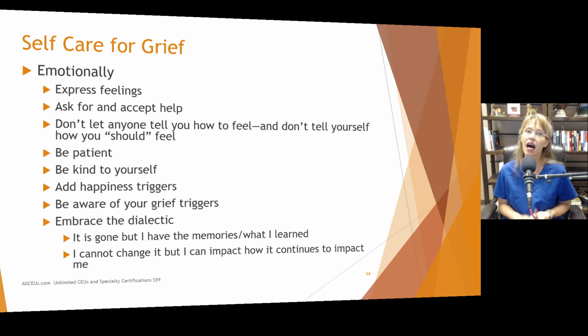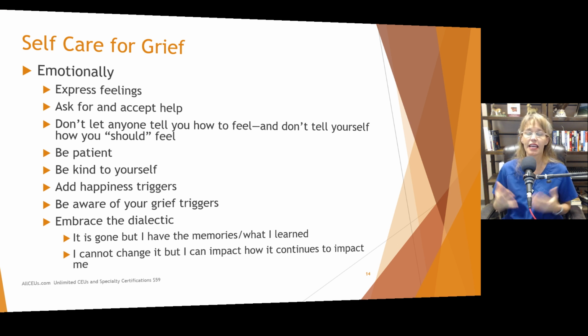Be patient and kind with yourself. Some days are going to be better than others. And don't think that you are on any timeline to deal with this grief. Be aware of your grief triggers. Knowing that ahead of time can prepare you. For example, the first time you go Christmas shopping after a loved one dies can be very triggering, or the first Thanksgiving. Being aware of that, you can prepare yourself ahead of time.